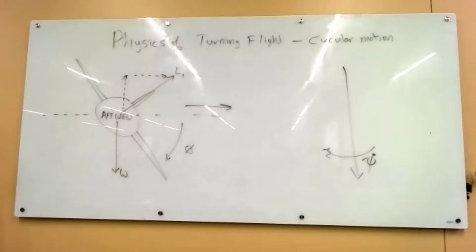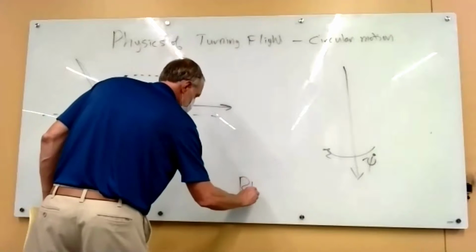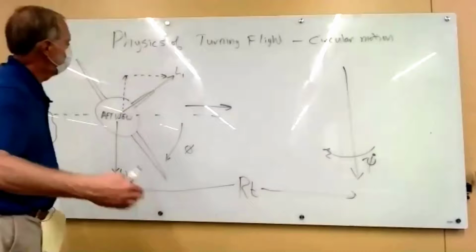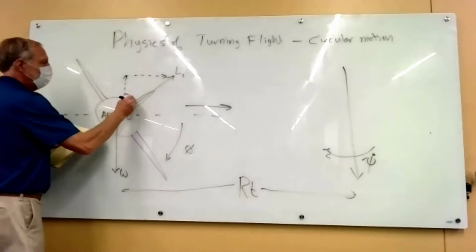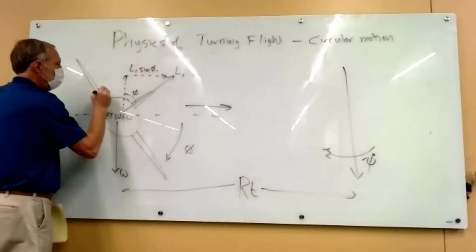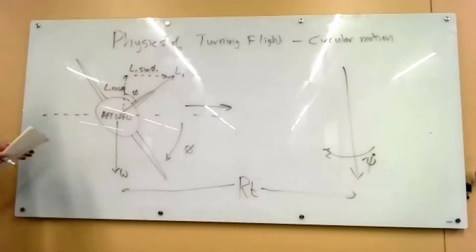Again, we've drawn a lot of this picture before. We're going to recap here. So the radius of the turn is this. The airplane's swinging around the axis of turning. And these components, this is the bank angle phi, so this is L1 sine phi, this is L1 cosine phi.